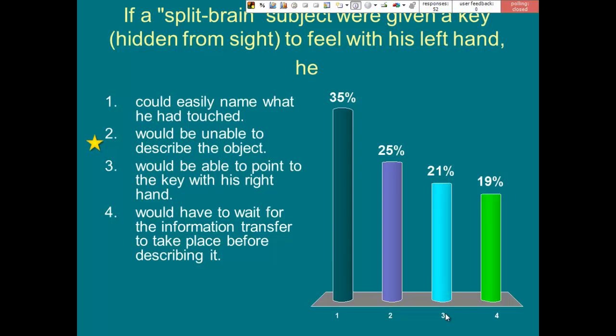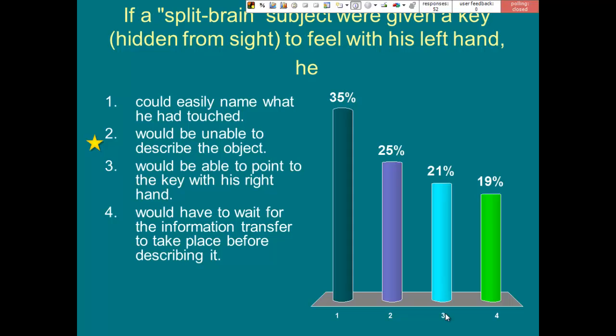Would be unable to describe the object. All right. Now, those of you who got it right should be very proud of yourself. This is a difficult question. All right. First one is split brain. Define that. Those are the people during the 1960s who had epilepsy, and they went in and they cut the corpus callosum, right? So they severed the hemispheres so the left and right hemisphere cannot communicate with each other, right?